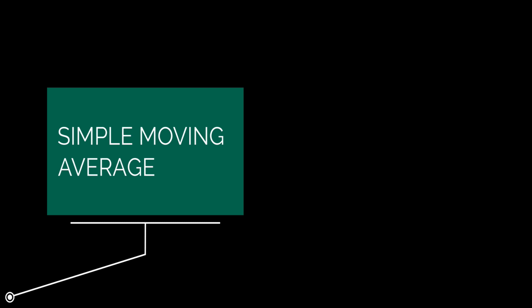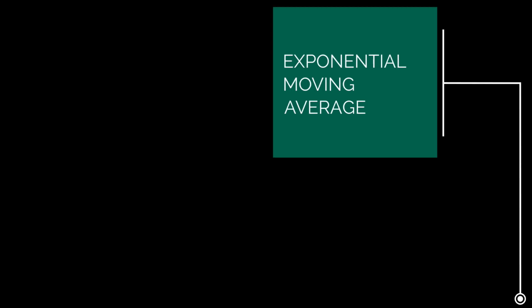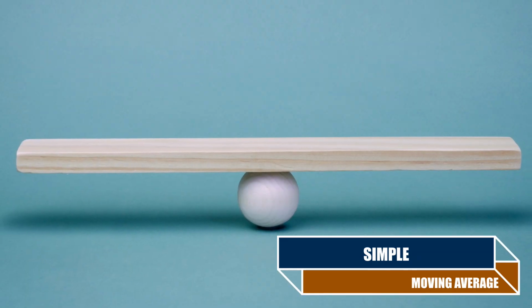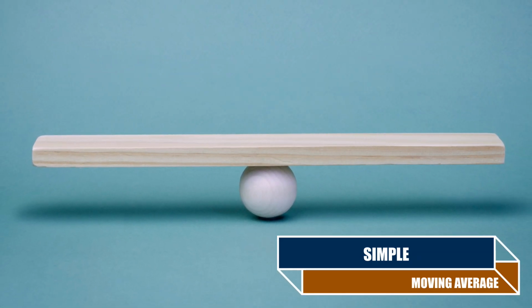There are two major types of moving averages that are commonly used by chartists. One is called simple and the other one is exponential. The simple moving average basically smooths out data and applies equal weight to all price information that is included in the chosen time period. This is one of the easiest tools that can be used to identify trends.